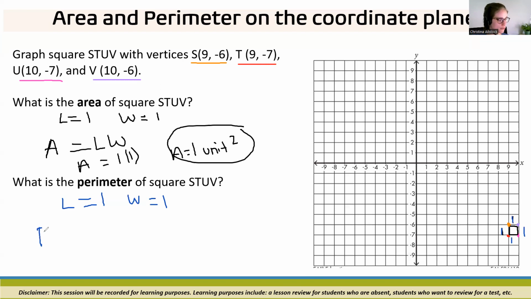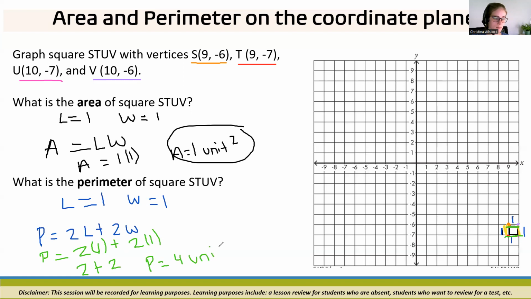So remember that your formula for perimeter is 2 times the length plus 2 times the width. The reason for that is we have 2 sides across from each other that are a length of 1, and then we have our other 2 sides across from each other that would be our width of 1. So perimeter is equal to 2 times our length of 1 plus 2 times our width of 1. Now we just use order of operations to solve. Multiplication comes before addition. So we'd have 2 plus 2, which gives us a perimeter of 4 units.